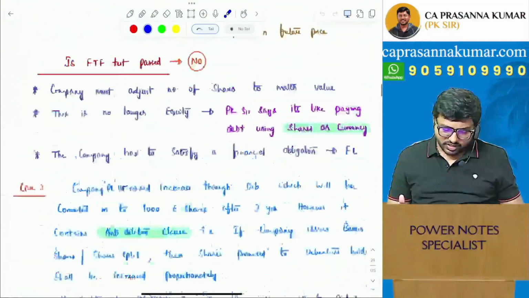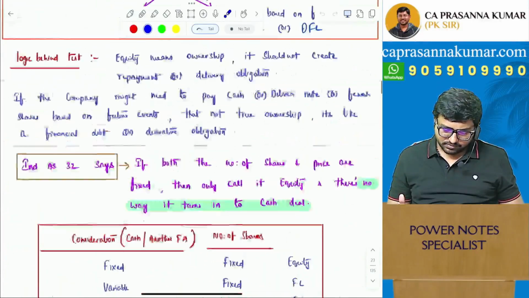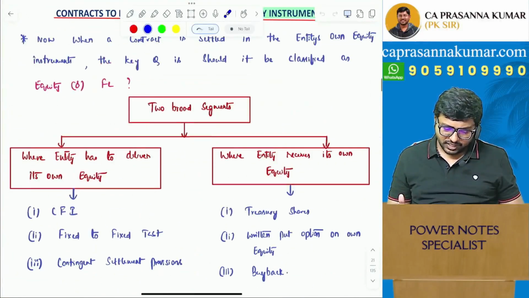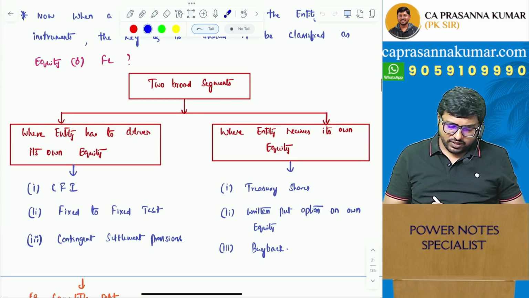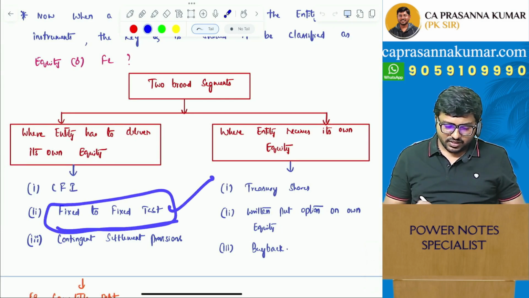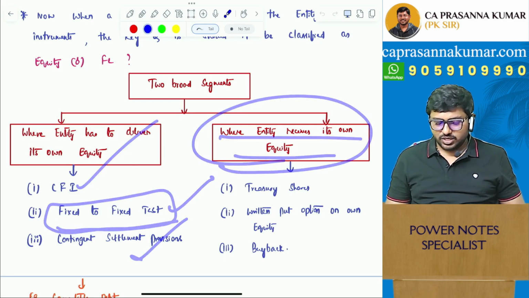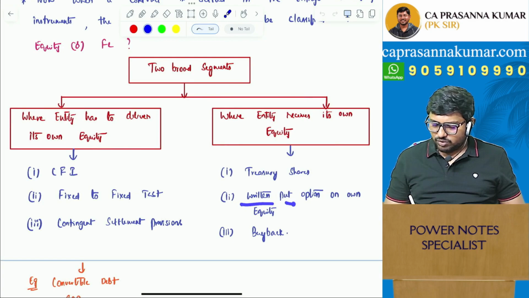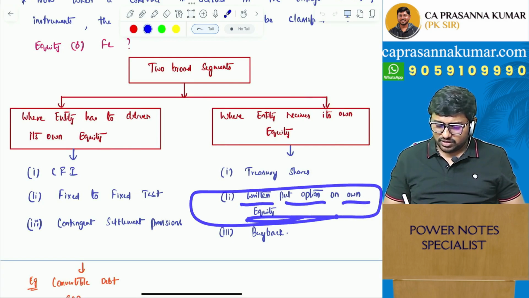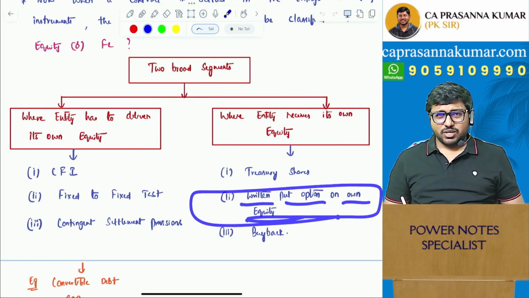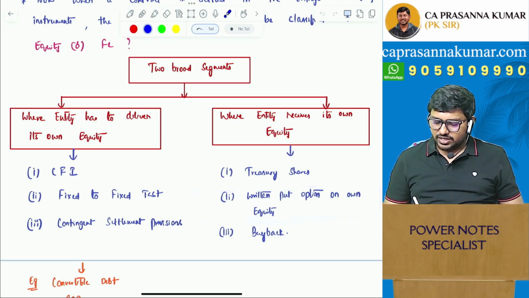Because if you can see, here only the fixed to fixed test is covered so far. We have to cover compound financial instruments, then contingent settlement provisions. Then we have to come to this side where the entity receives its own equity. Here only you'll have writing a put option on own equity. This is what we have seen in the question right now. You understand the point? Because questions are not in the order in which we are covering the concepts. So we did not cover this concept.